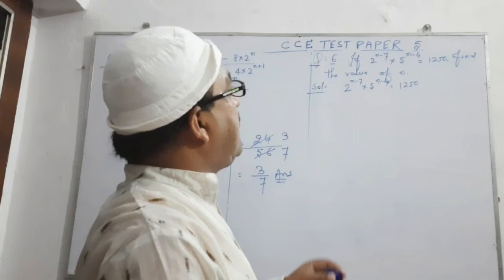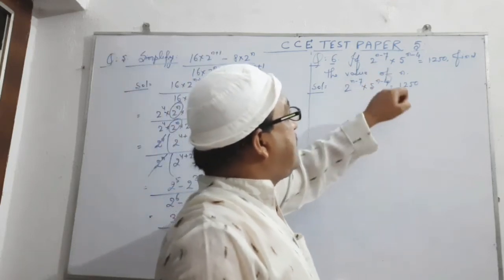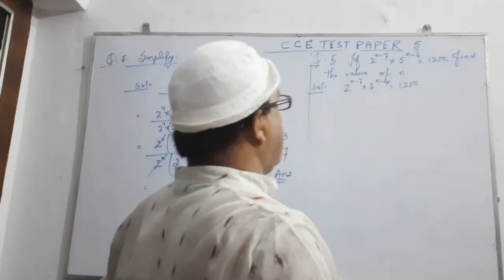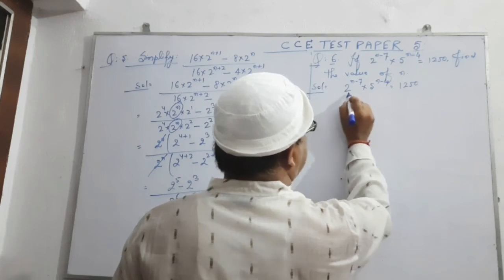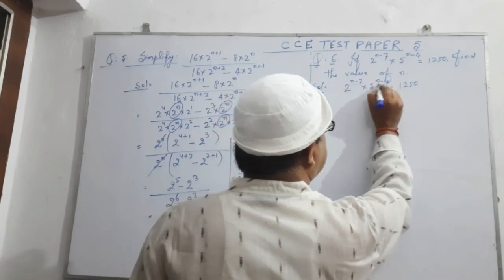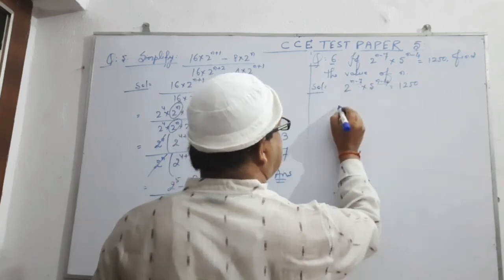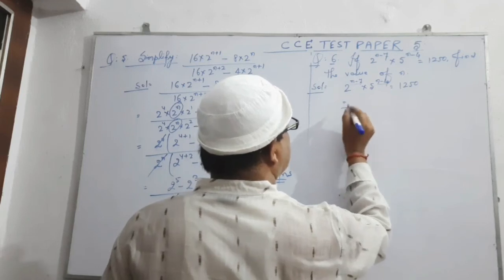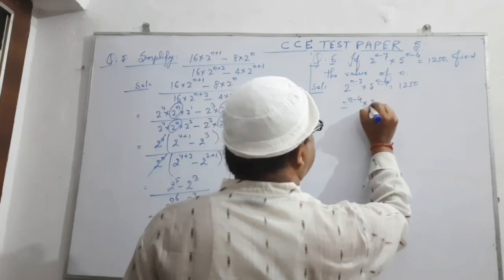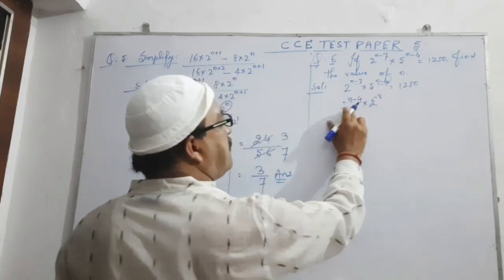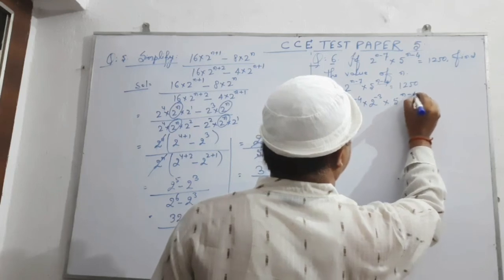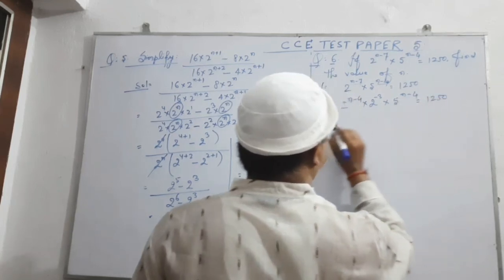In question number 6, if 2 to the power n minus 7 into 5 to the power n minus 4 is equal to 1250, find the value of n. Here what we have seen, the solution is given: 2 to the power n minus 7 into 5 to the power n minus 4. In both exponents, n minus 4 and n minus 7, we have to make them equal. So 2 to the power n minus 4 into 2 to the power minus 3. Both will make 2 to the power n minus 7 into 5 to the power n minus 4 is equal to 1250.